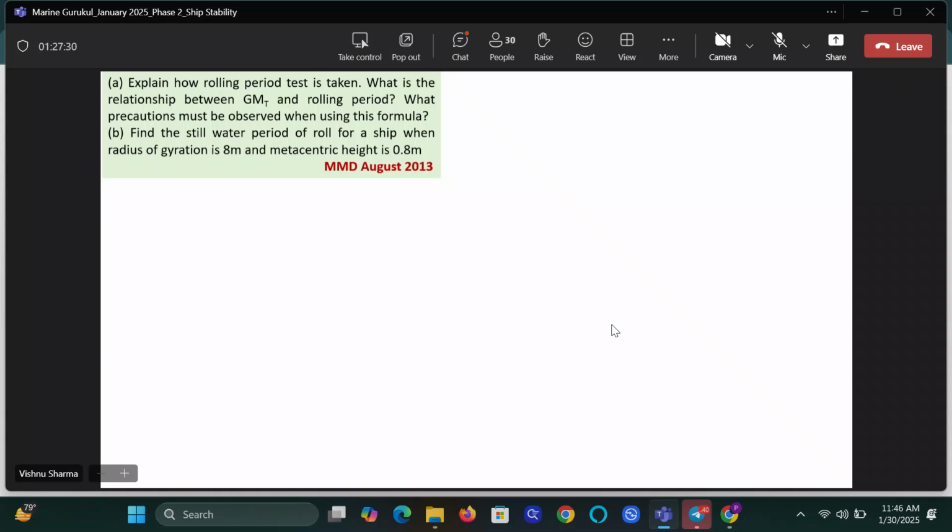Now, there is a numerical. Find the still water rolling period of a ship when the radius of gyration is 8 meters and the metacentric height is 0.8. Which formula will be applied for solving part B, guys? The first formula: TR = 2πK divided by the square root of g GM. Then it is a simple substitution. You have to find the period of roll.